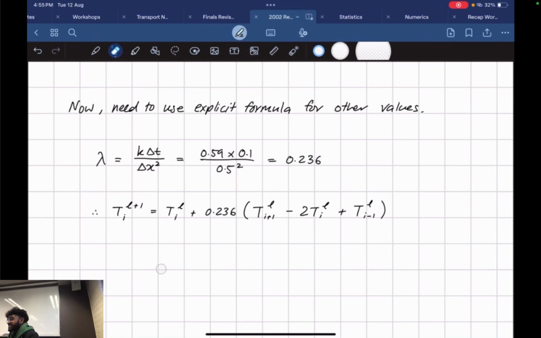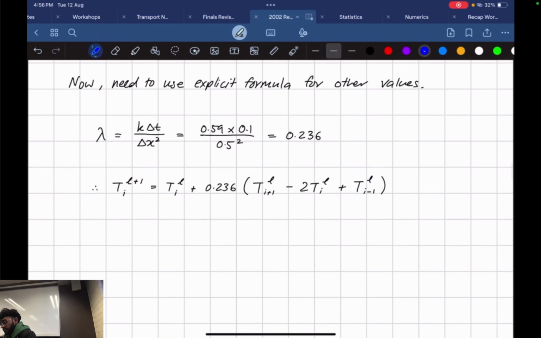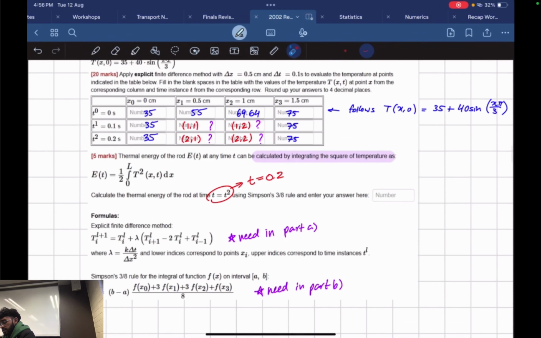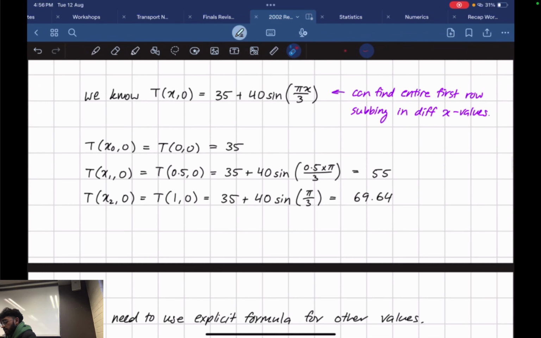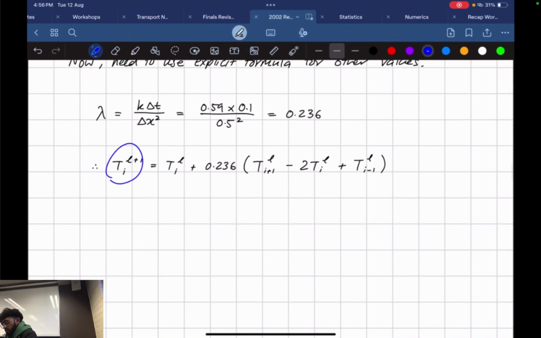Oh, sorry, I was meant to fill this out. But we're trying to find the values at node 11, 12, 21, and 22. So these are going to be the subscript and superscript of our equation, or our t value on the left here. So if you want to find t11, that means our L is going to be equal to 0 and I is going to be equal to 1. So I'm going to sub this in.